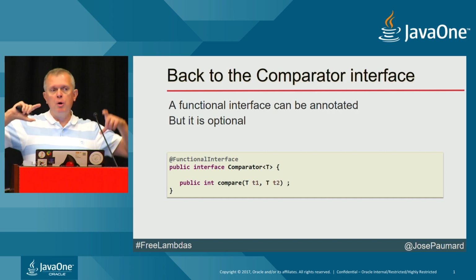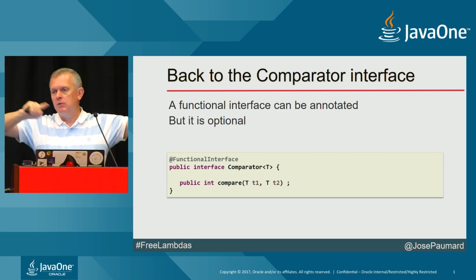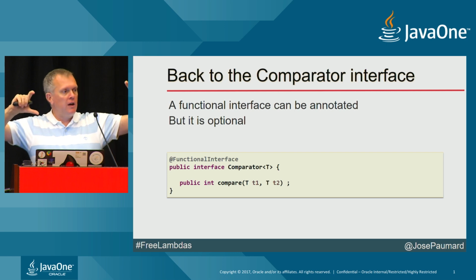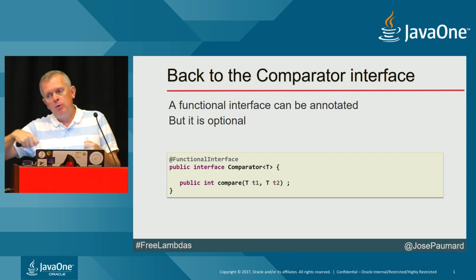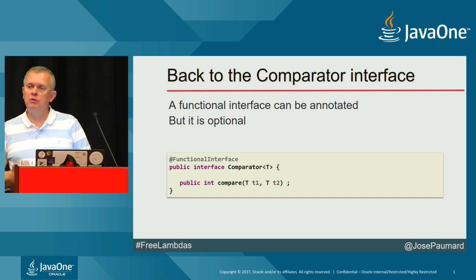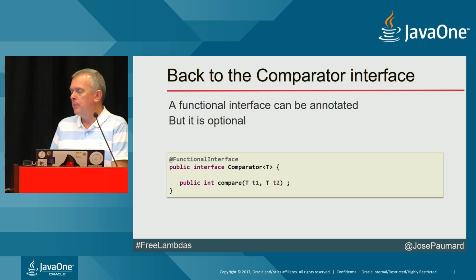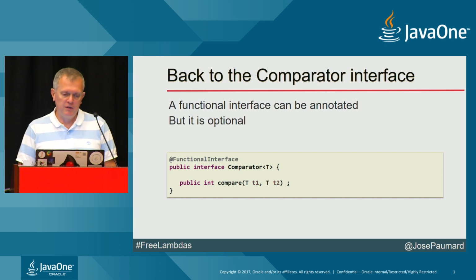If you do it, the compiler will tell you at compile time, that is in your IDE, and we'll see that, if this annotated interface is indeed functional or not. If you don't do it, then the compiler will tell you, if you try to implement this interface using a lambda, hey, you can't do that because this is not a functional interface. So it's just something that is here to help us. It's not mandatory.